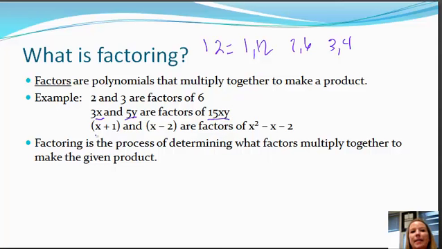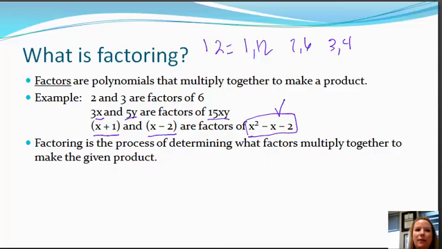So what we're really going to be talking about today is how we can get the two binomials that we multiplied together that would equal a quadratic. So we're going to start with this and go back to these two things. Okay, so we're determining what factors multiplied together make the given product. And in this case, it's going to be a quadratic.